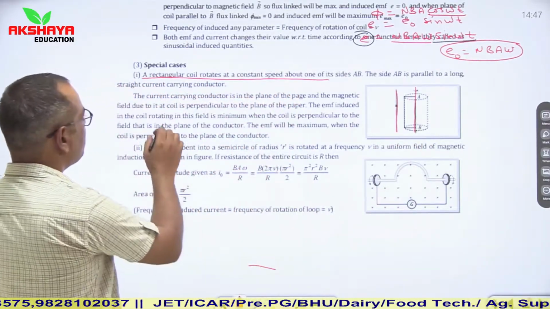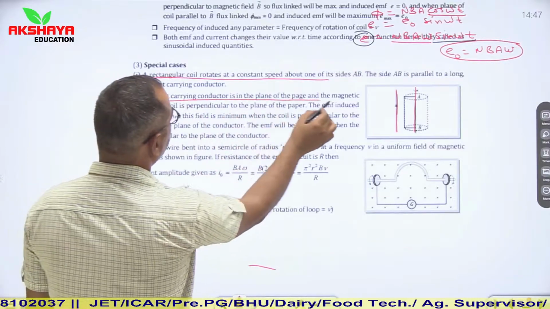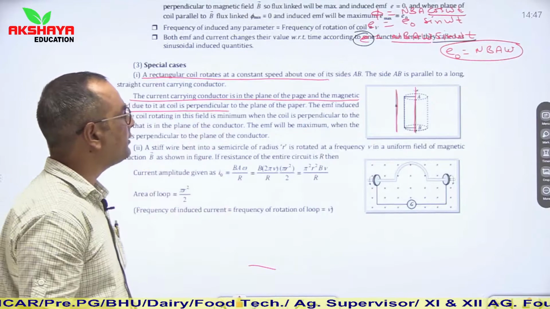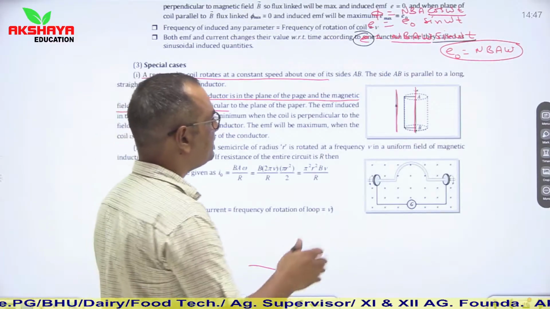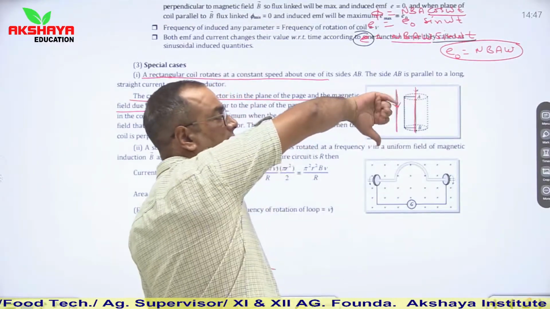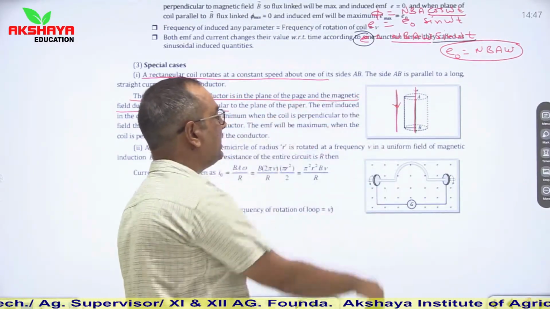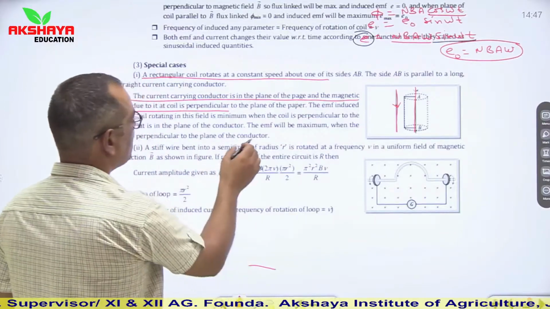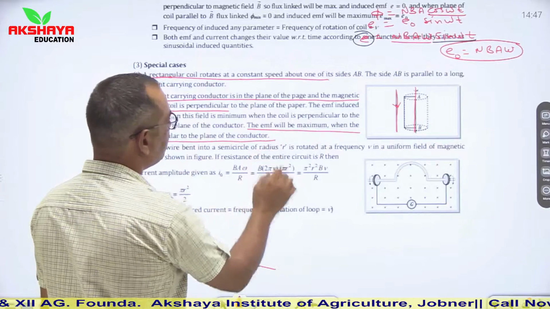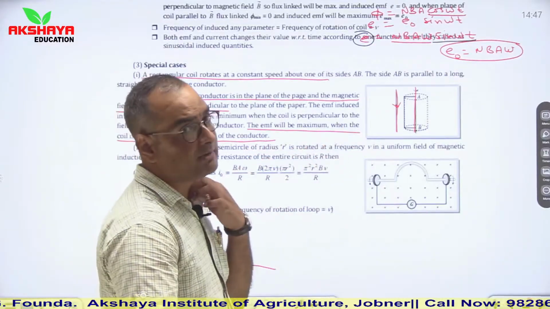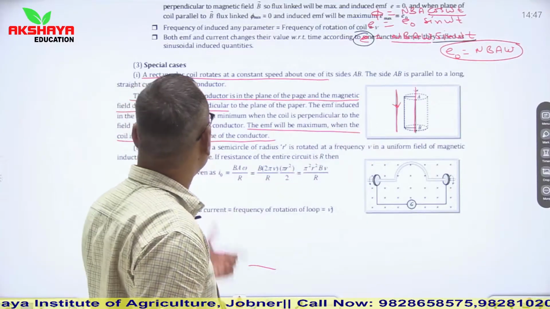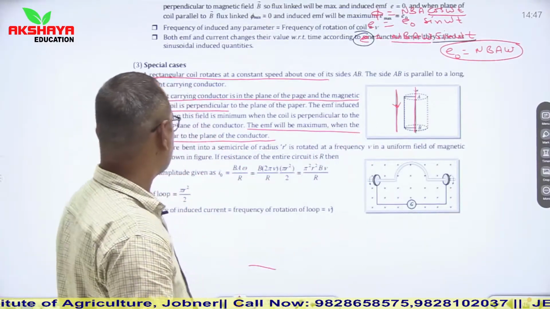In this case, the current carrying conductor is in the plane of paper, and the magnetic field due to it at the coil is perpendicular to the plane of paper. Let us say current is flowing in this direction. So here the magnetic field is perpendicular to the plane of paper, vertically outwards. The EMF will be maximum when the coil is perpendicular to the plane of the conductor. So in this case, induced EMF will be maximum when this coil is perpendicular to the plane of the conductor.